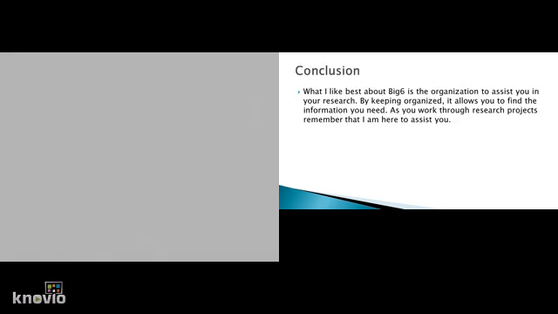So to wrap it up, what I like best about the Big 6 research model is organization. The organization is there to assist you in your research. By keeping you organized, it allows you to find the information that you need, information that you already have.